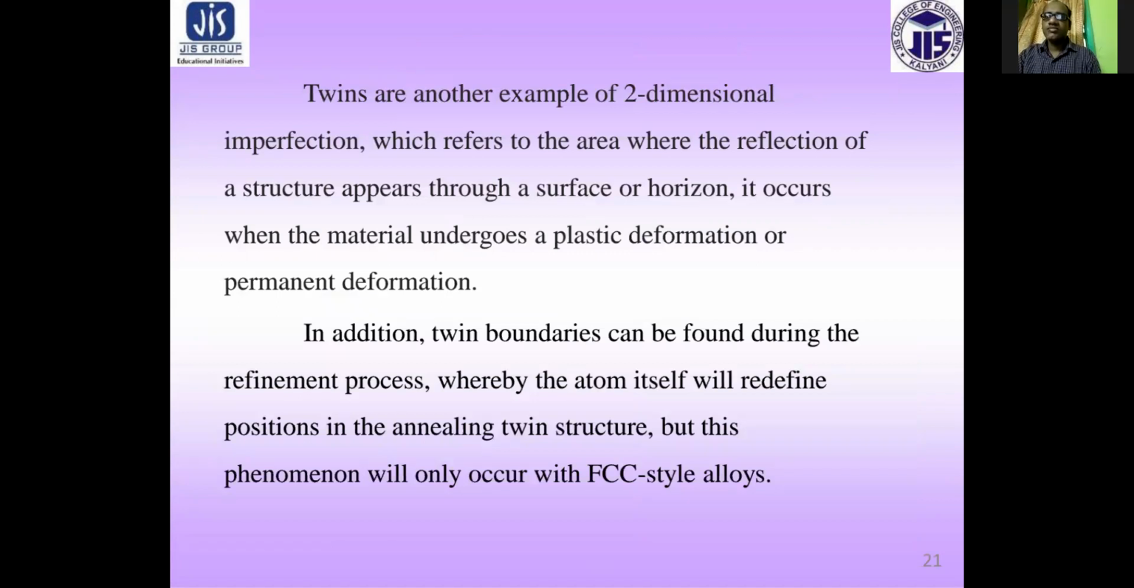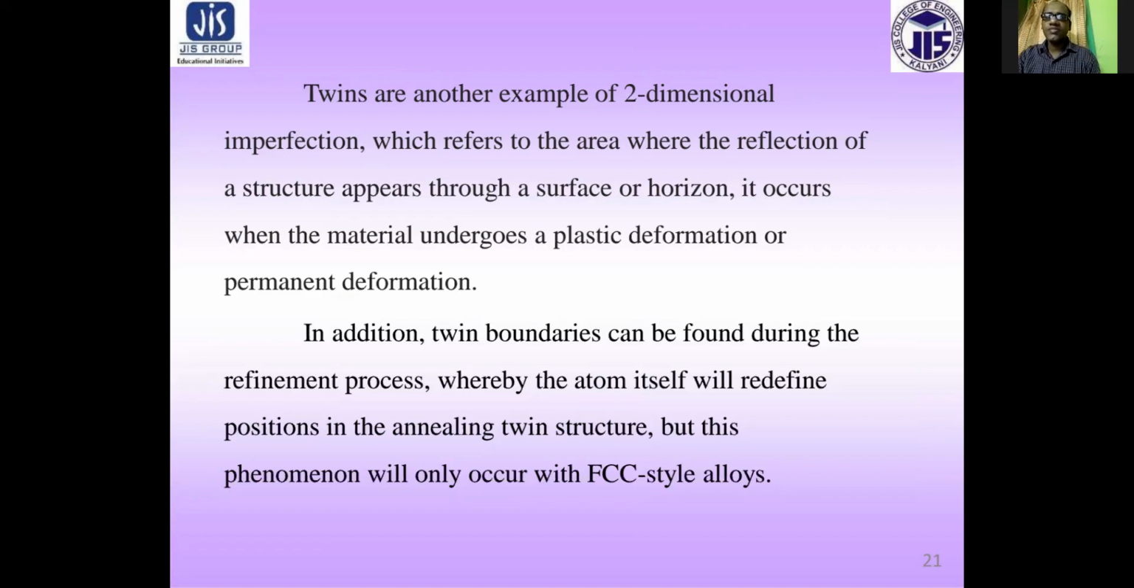Twins are another example of two-dimensional imperfection, which refers to the area where the reflection of a structure appears through a surface or horizon. It occurs when the material undergoes plastic deformation, or permanent deformation. In addition, twin boundaries can be found during the refinement process, whereby the atoms redefine position in the annealing twin structure. But this phenomenon only occurs with FCC type.